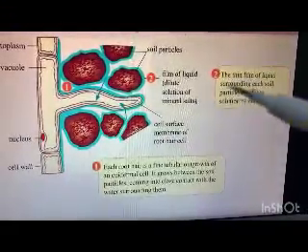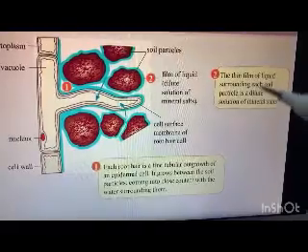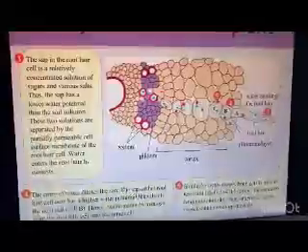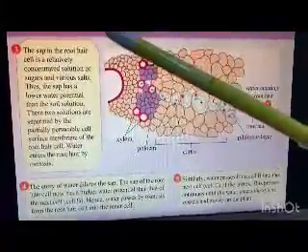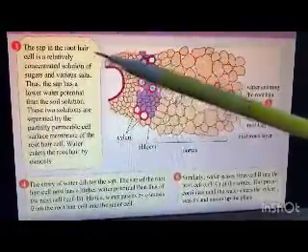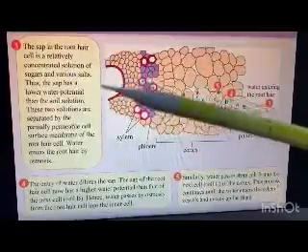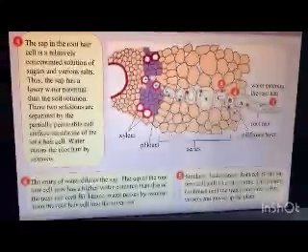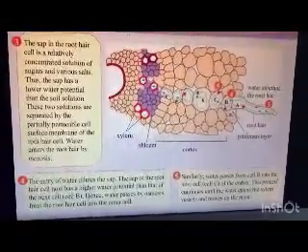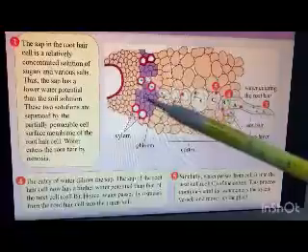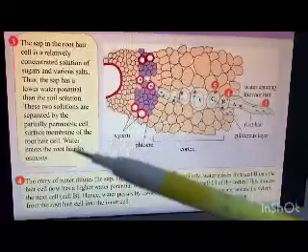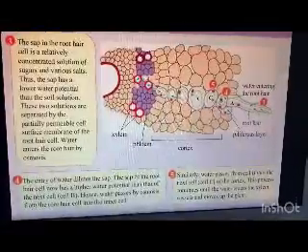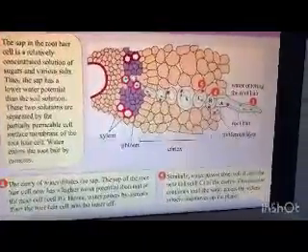Number two, the thin film of liquid surrounding each soil particle is a dilute solution of mineral salt. The sap in the root hair cell is a relatively concentrated solution of sugars and various salts. Thus, the sap has a lower water potential than the soil solution. These two solutions are separated by a partially permeable cell surface membrane of the root hair cell. Water enters the root hair by osmosis.